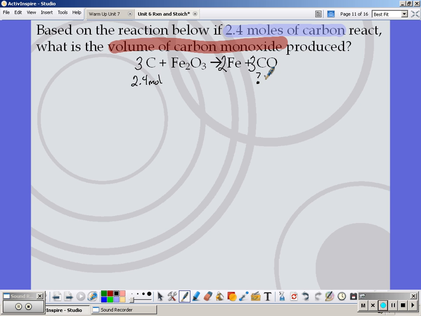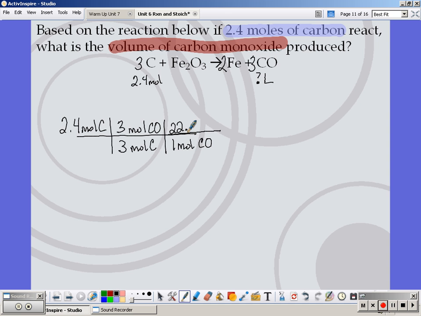First thing I need to do is convert to mole. I'm already in mole. So then I would want to use my mole ratio. So moles of carbon to moles of carbon monoxide, and then I use the coefficients 3 and 3. Now I want liters of carbon monoxide, so I'm going to say 1 mole of carbon monoxide is 22.4 liters of carbon monoxide. So then I multiply and divide. I need 2 significant figures, so I have 0.11 liters of carbon monoxide.